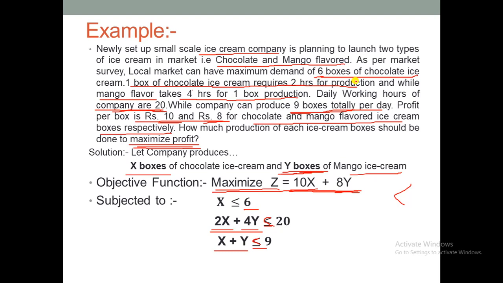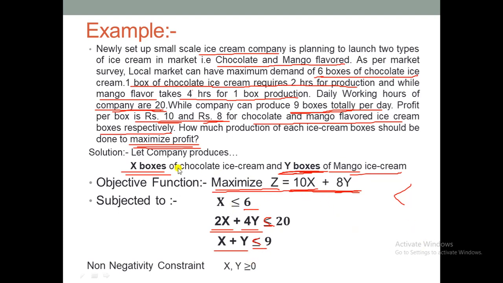And one more third step we will have to go is a non-negativity constraint, because we have considered X number of boxes and the number of boxes can be 0. Maybe we will not go for the production of chocolate ice cream, maybe we will not go for the production of mango based ice cream, but it can be 0, but it cannot be negative. That means X must be either 0 or more than that, Y must be either 0 or more than that, so that constraint also we will have to consider. That is called a non-negativity constraint, and X and Y must be either equal to 0 or greater than that.